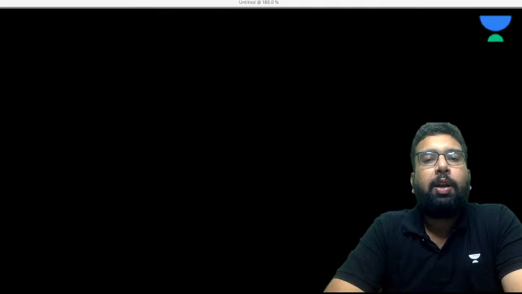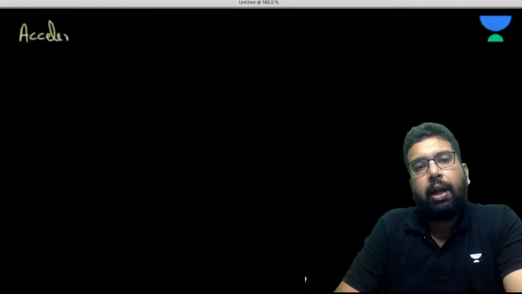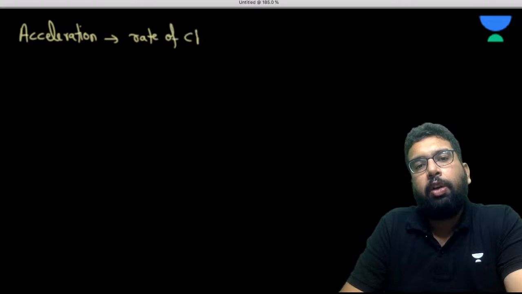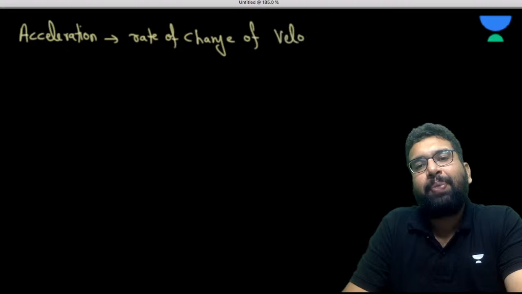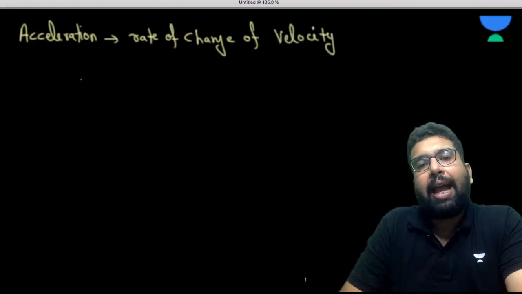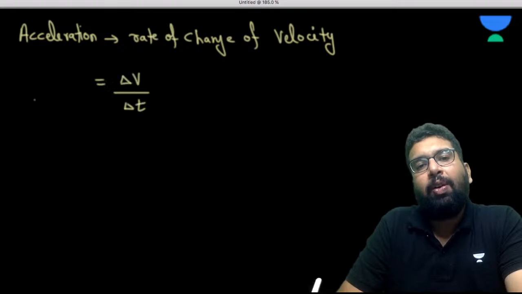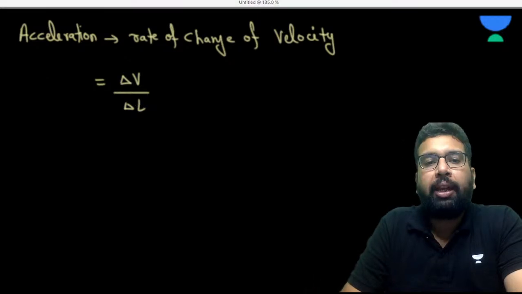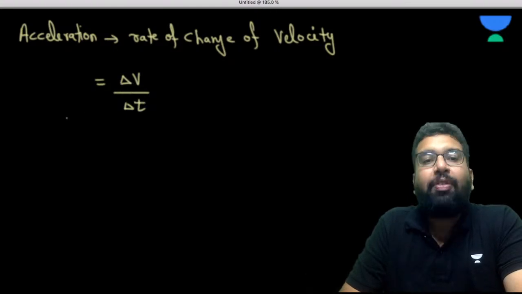Now let's talk about the acceleration. Acceleration is the rate of change of velocity. So acceleration is delta v upon delta t. Now you tell me, when I'm using delta v upon delta t, what would it be? It would be average acceleration, because we are talking in some bigger frame of time.